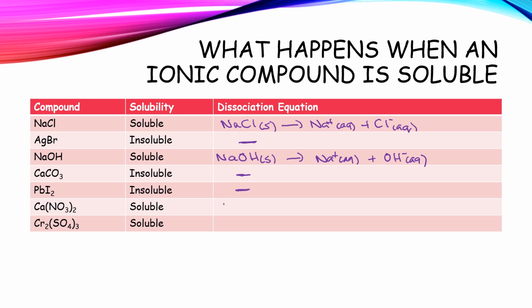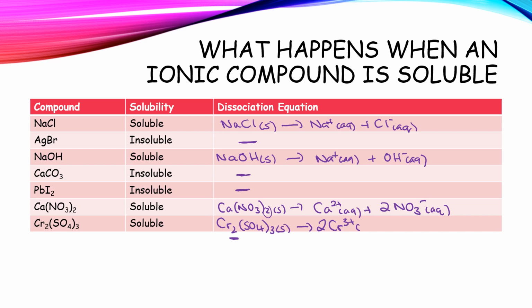Calcium nitrate is soluble. Now this is a bit tricky, watch carefully. We know that calcium nitrate is composed of calcium ions and 2 nitrate ions, and it breaks apart into its constituent ions. Chromium sulfate is soluble, so it will undergo dissociation. Look carefully. How many chromium ions are there? There are 2 chromium ions. How many sulfate ions are there? There were 3 sulfate ions.